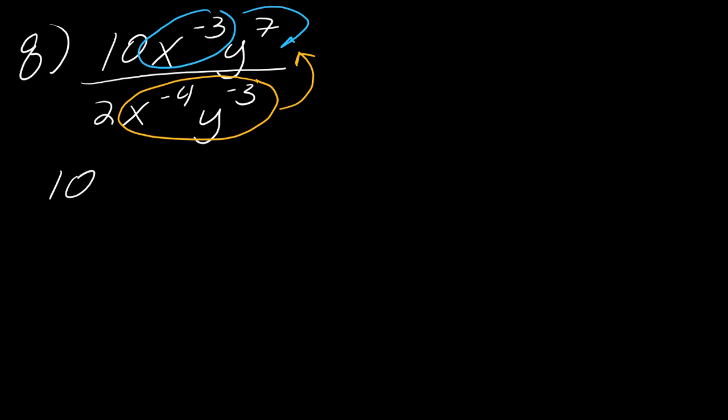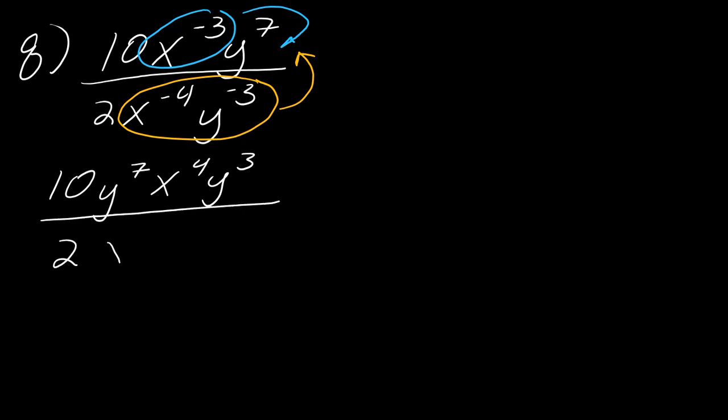Okay, so the 10, leave it alone. The y to the 7th, I'm going to leave it alone. And then I'm going to bring the x to the 4th and the y to the 3rd to the top, while in the bottom, I'm going to bring down that x to the 3rd. So it was just the x to the -3rd that needed to come down.